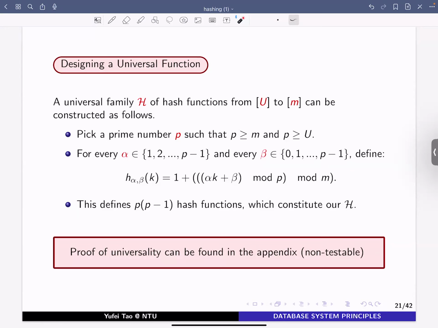So one remaining question is why does this universal family have the property of universality? This is proved in the appendix. I have an appendix here just for the sake of completeness, but I can tell you this is way beyond the scope of this course. You are not required to understand the proof. Actually, the proof is rather difficult. It's based on number theory, but it's included here for those students that really want to get to the bottom of this.